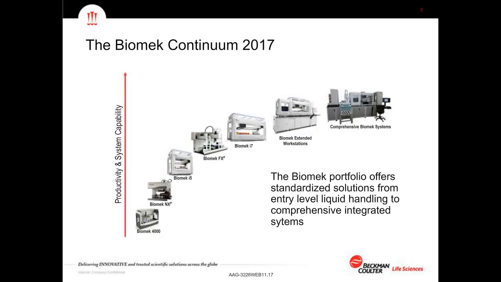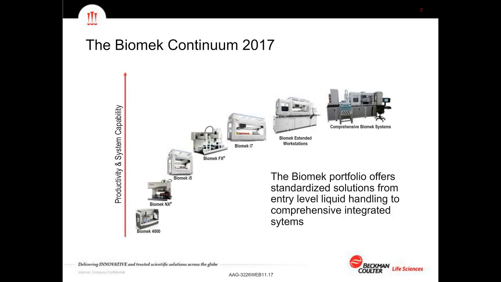So this slide represents our current portfolio of automation products, and I don't want to spend too much time dwelling on these products, but suffice to say that moving from bottom left to top right, we have an increase in potential productivity and system capability. And you can see, starting at the bottom left, we have an entry-level liquid handler that we call the Biomek 4000, and we pass up through our various Biomek liquid handlers, including the new Biomek i5 and i7 platforms, up to integrated systems where we add on devices a little bit like building blocks to build out functionality for more complex workflows.